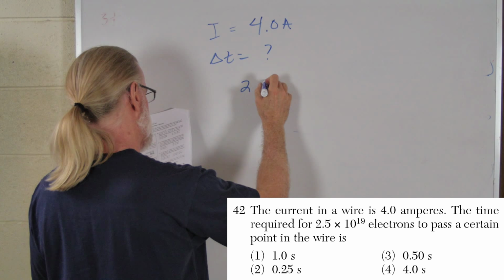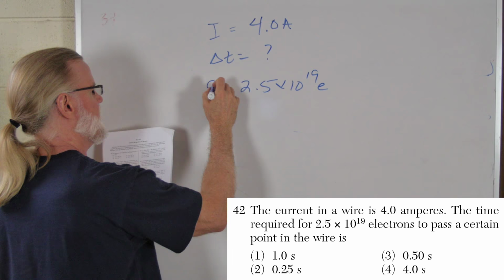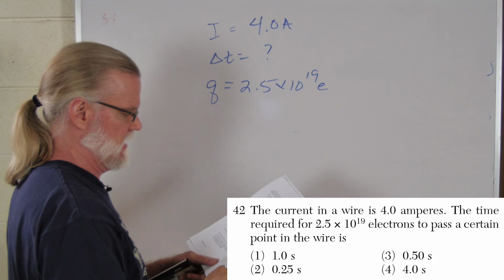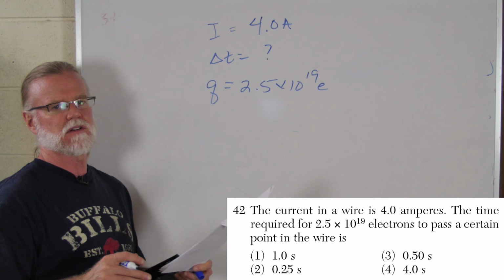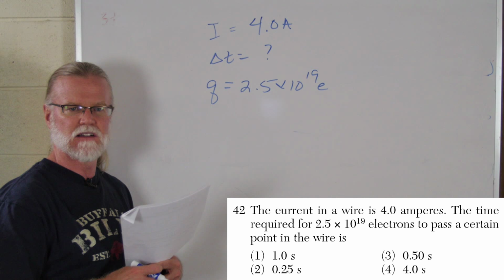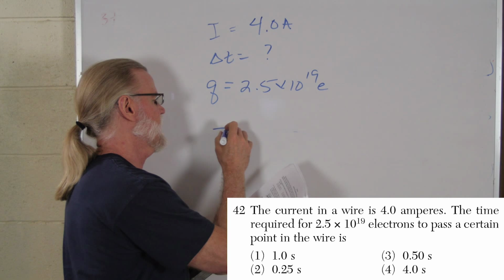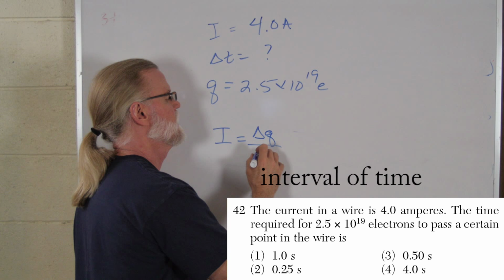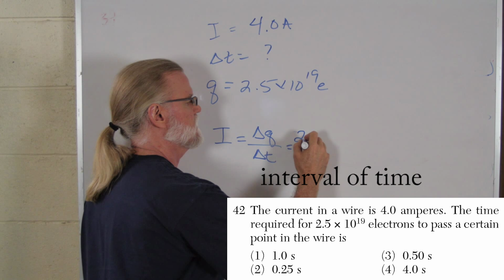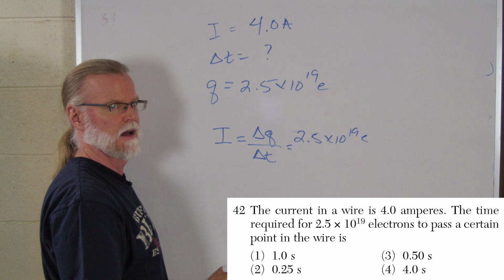2.5 times 10 to the 19 electrons. All right, so that's the charge. It's 2.5 times 10 to the 19 elementary charges, because each electron has an elementary charge. Each proton has an elementary charge. Each positron has an elementary charge. Well, that's just too easy. That's just the definition of current: the amount of charge that passes a single point in a given time, which is 2.5 times 10 to the 19. Oh, that's no good. I got a problem. I'm using elementary charges. I need to convert that to coulombs.